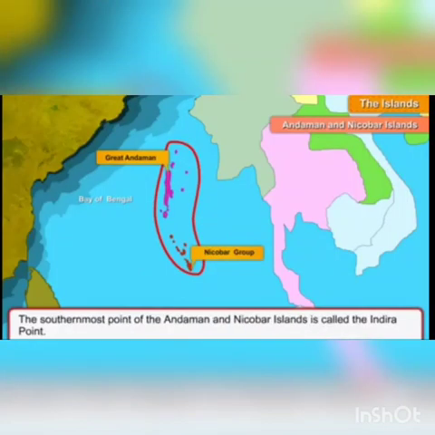Now we'll discuss about the Andaman and Nicobar Islands. They are the elongated chain of islands located in the Bay of Bengal, extending from north to south. They are bigger in size and are more numerous and scattered.